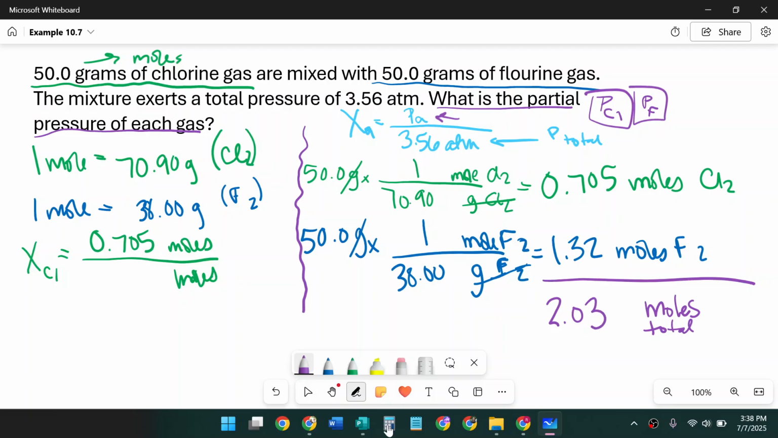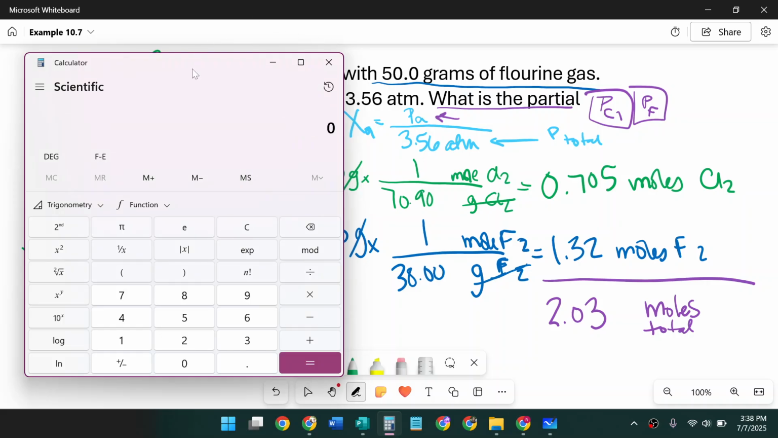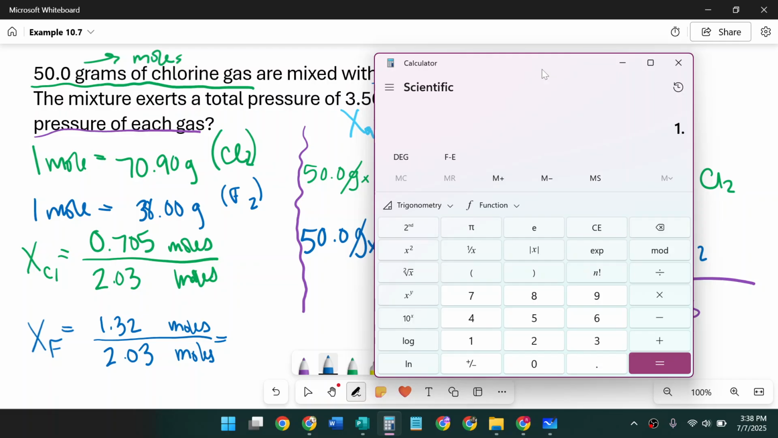And then for our fluorine, I'm going to go ahead and set both of them up, and then we'll do the division. We're going to do the same thing. We're going to take the moles of fluorine over the total moles, and we'll have our mole fraction. So 2.03 is still the bottom because that's still our total, but this time it's 1.32. All right, since I have the blue up, we're going to do that one first. All right, so our mole fraction for the first one is 1.32 divided by 2.03. We get to keep 3 significant figures, so 0.650.